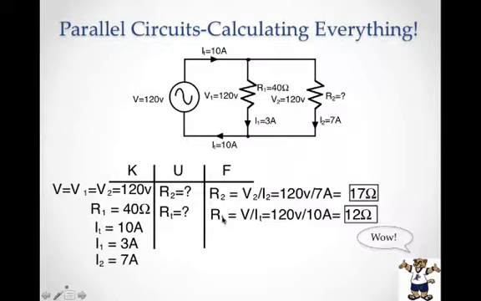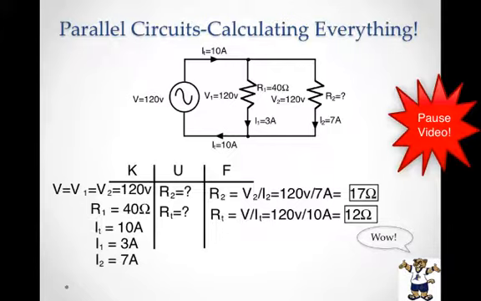And I can also find the total resistance in this circuit, because I can take my 120 volts total voltage here and divide by 10 amps of total current, and I get 12 ohms as the equivalent resistance in the circuit. Wow! That's how you can use your knowledge to solve for various things in a parallel circuit.